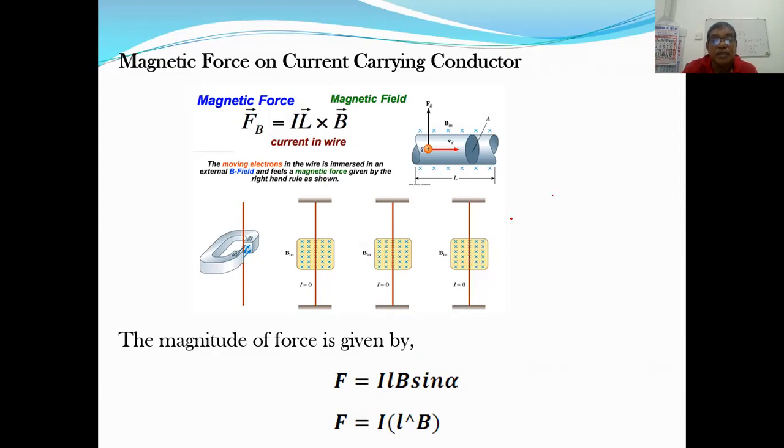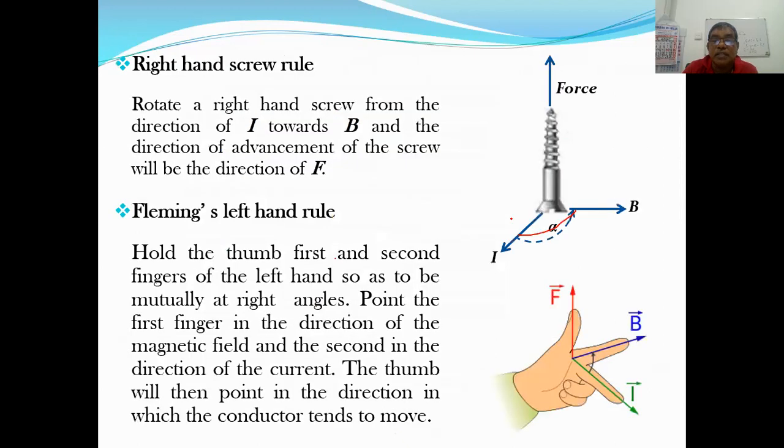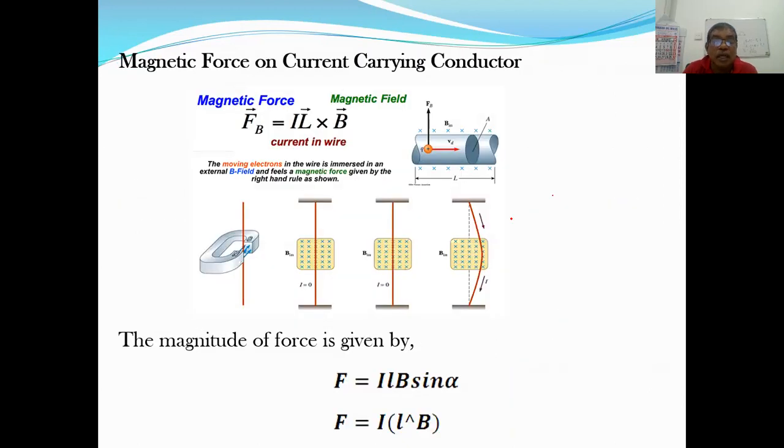Now you can see that there are some pictures. When I is equal to 0, that way. When the I is in the upward direction, the force is in one direction. When I is in the downward direction, the force is in the other direction, right?